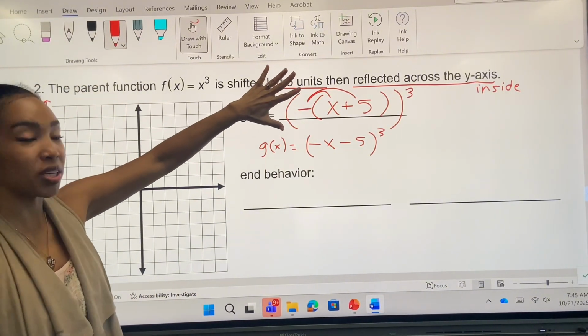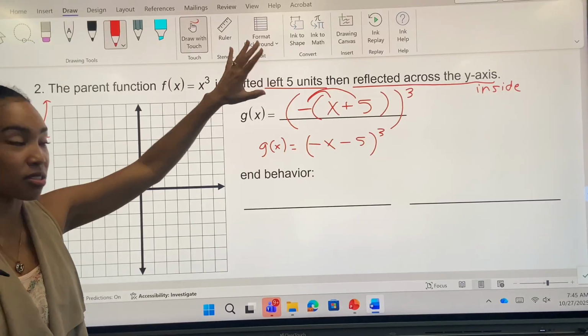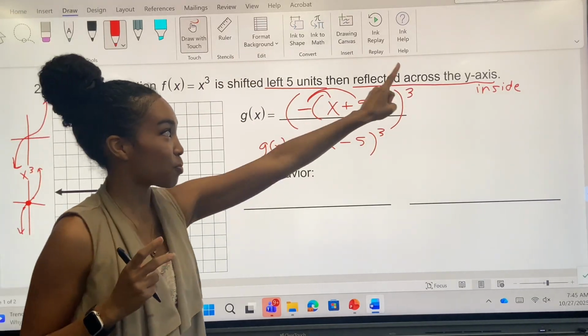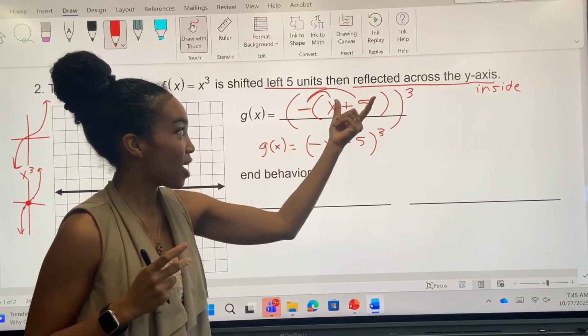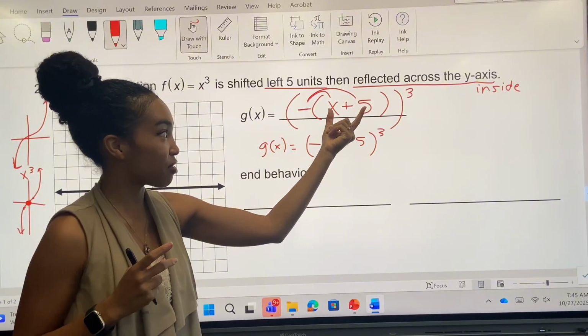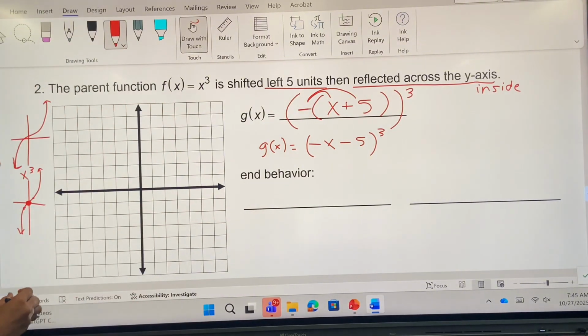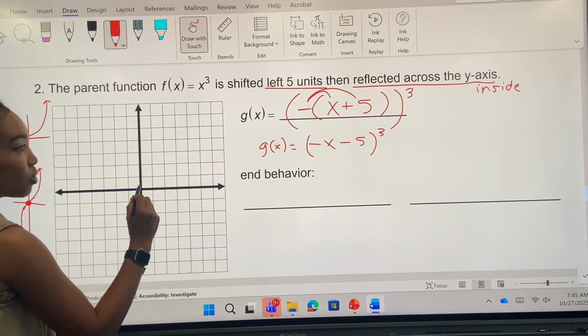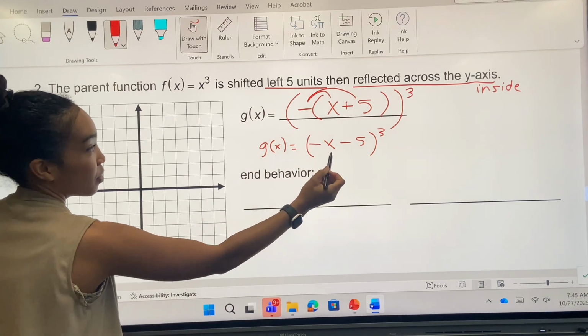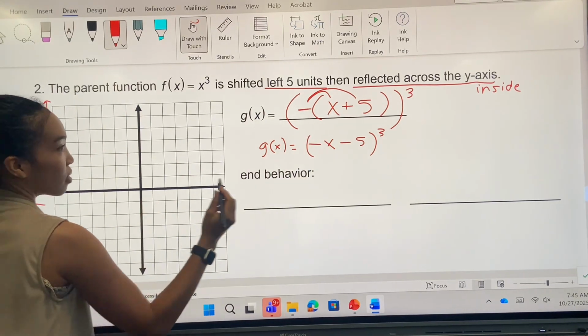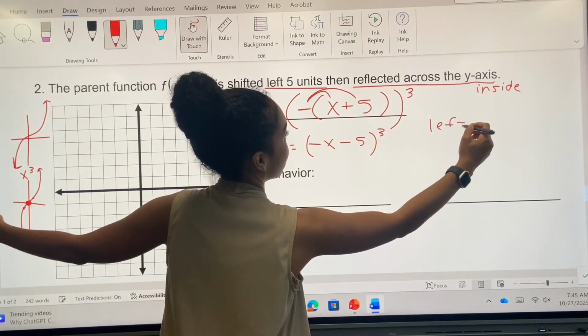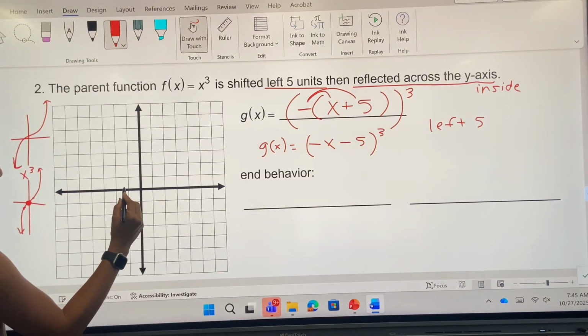On this top one, you can clearly see the 2 transformations. You have the negative on the inside, which makes it reflect across the y-axis, and you have this part, which makes it go left 5, okay? All right, so your end behavior. I know it goes left 5, or no, it goes left 5. I'm gonna write that down. So that means my graph will be over here.